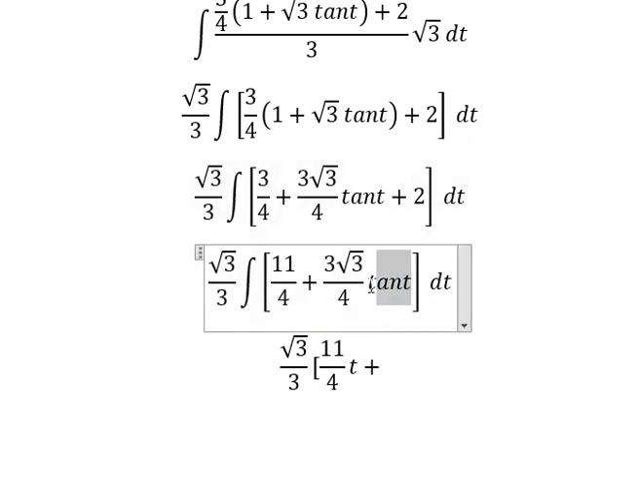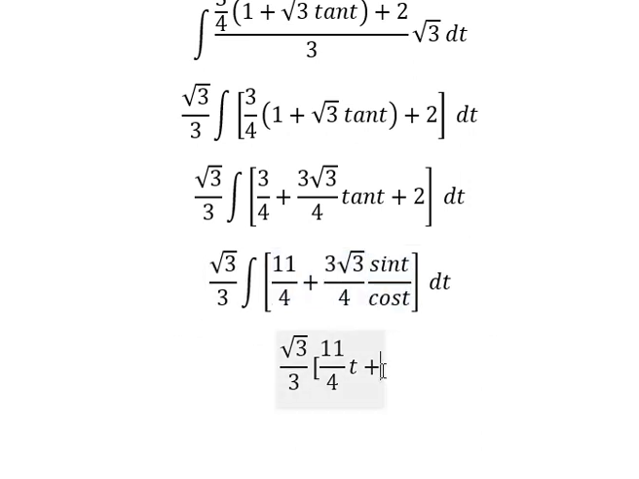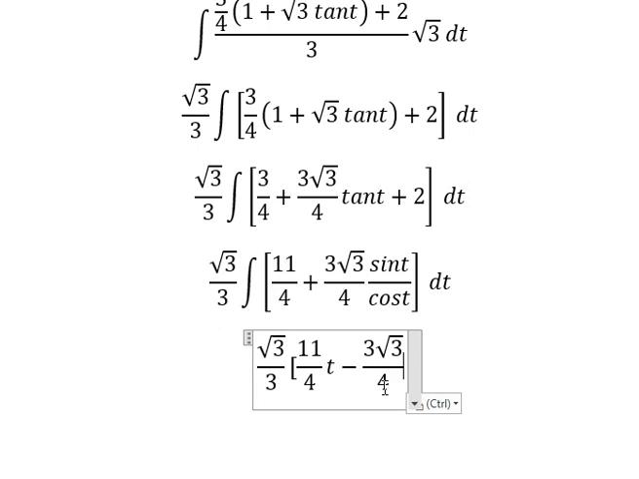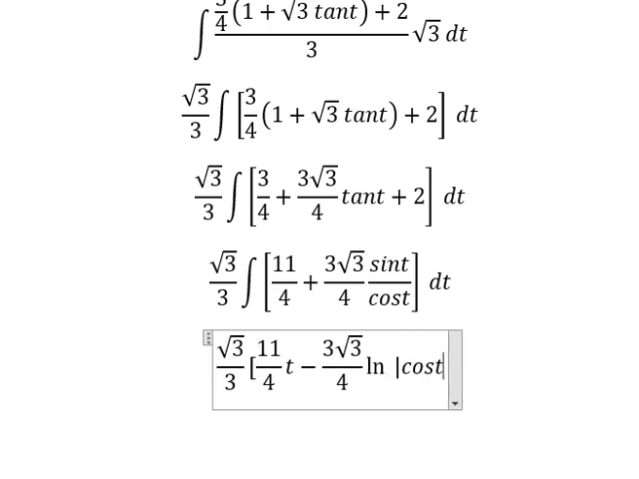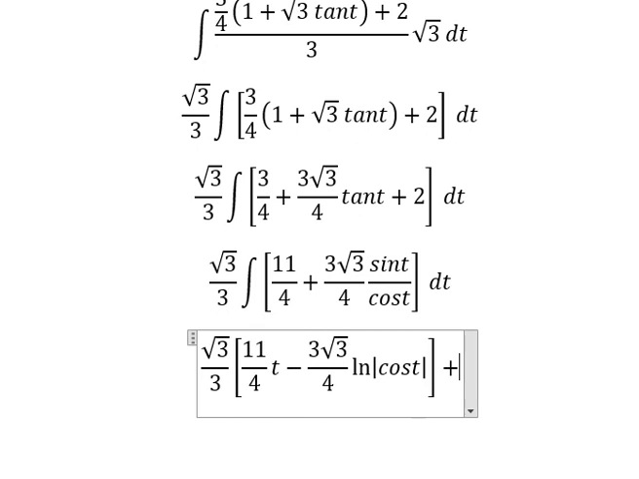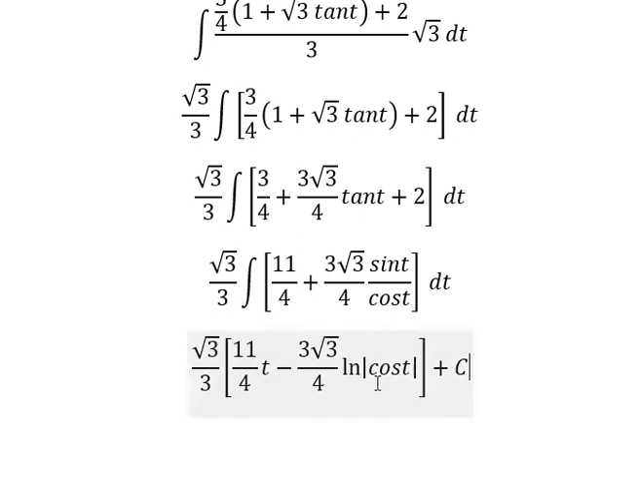About tan t, that's sin t over cosine t. The integral of this one, you will get negative 3 multiplied by the square root of number 3 over 4. And we have negative ln of the absolute value of cosine t. And we put plus c.